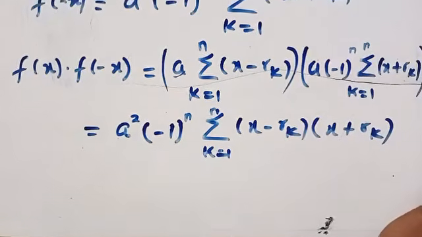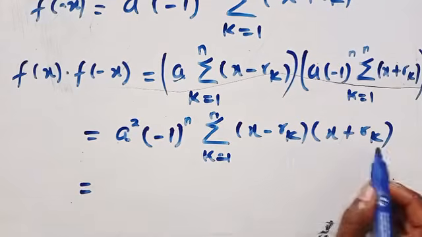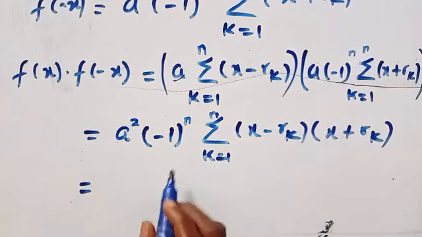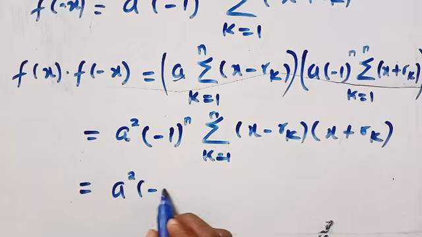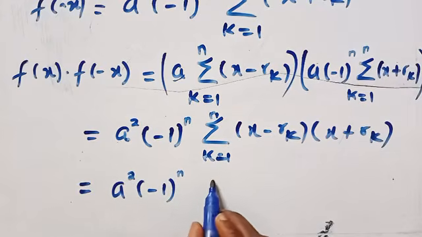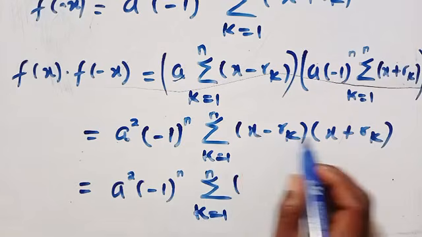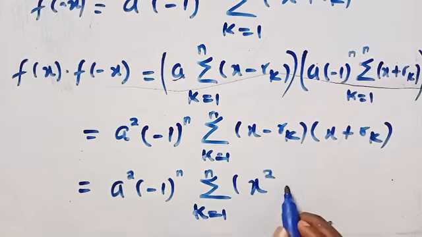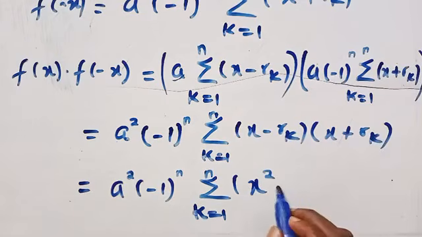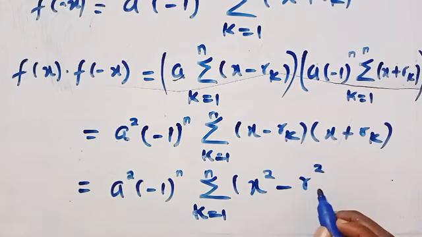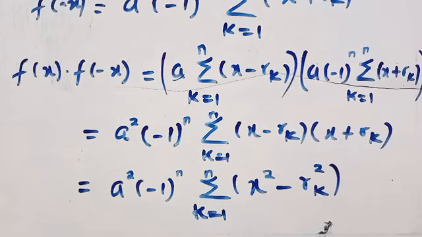So after getting this, we proceed by evaluating it. This is a difference of two squares. So we have this as a squared into bracket of minus 1 raised to power n, then the product from k equals 1 to n of x times x. This gives us x squared. Then minus rk times plus rk, we have it as minus r squared k. So this is what we have for this. Then in the next step, we are going to find f of x squared minus 1, considering the same f of x.